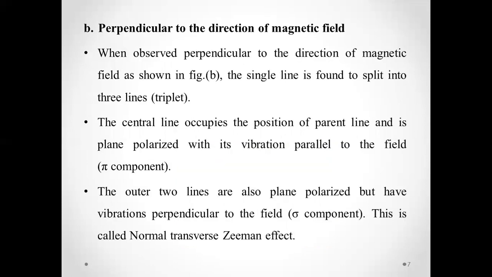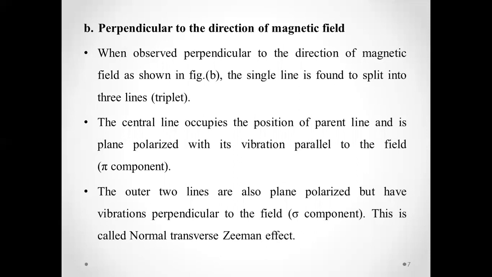Coming to the spectral line perpendicular to the direction of magnetic field, when observed perpendicular to the direction of magnetic field as shown in figure B, the single line is found to split into three lines, which we are going to call a triplet.